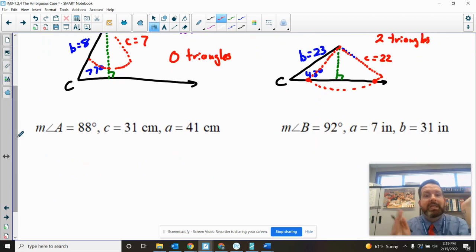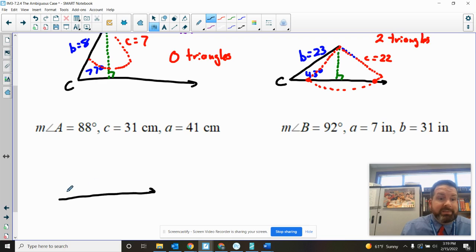Nice. Let's go again. Here's what we see. Okay, 88 degrees. That's almost 90 degrees, so almost straight up, just not quite. So if I'm labeling things, notice this time my angle is A. So angle A of 88 degrees. You know that side C over here is 31 centimeters. And then side A is 41 centimeters.